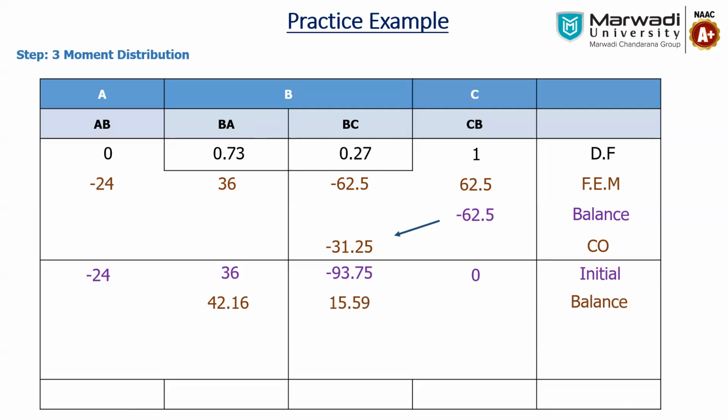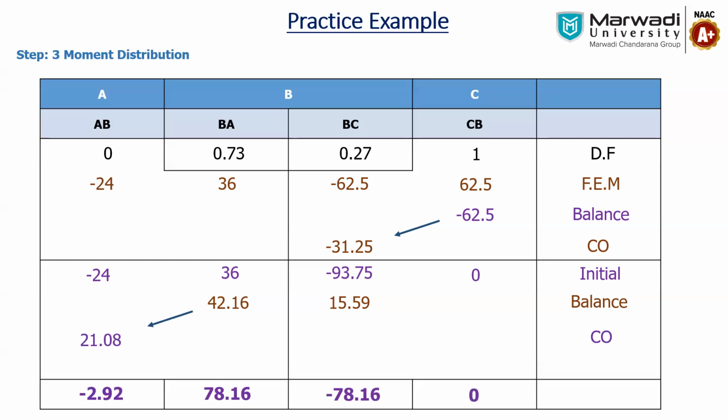Now again we have to do the distribution or carryover of that moment. How to do the carryover? This BA moment will be carried over to joint A, which becomes 21.08. While for BC, the far end is a hinge, so we don't have to do the carryover, as the carryover moment is 0. Here we don't have anything left on joint B, so no other iterative cycle will be required. Here we just have to do the summation of these values. The first one: 21.08 minus 24 is minus 2.92; 36 plus 42.16 is 78.16; minus 78.16; and 0. So this is our final moment.